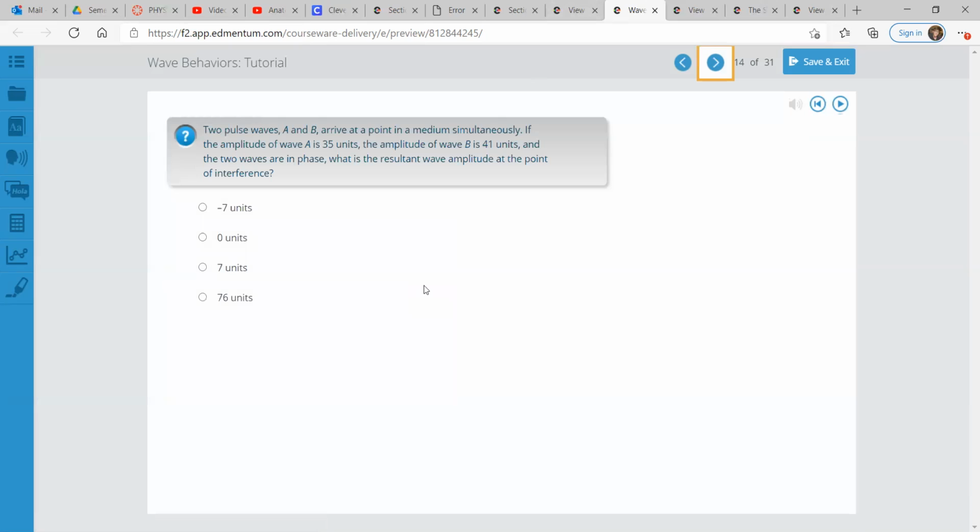So, checkpoint. Two pulse waves, A and B, arrive at a point in a medium simultaneously. If the amplitude of wave A is 35 units, the amplitude of wave B is 41 units, and the two waves are in phase, what is the resultant wave amplitude at the point of interference? Well, in phase means that this will be constructive. So you add 35 and 41.